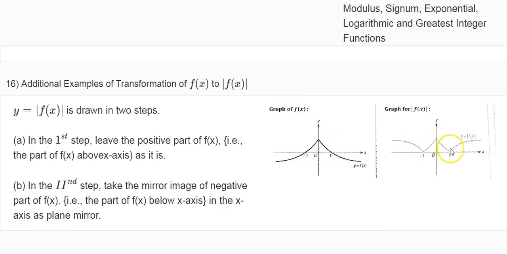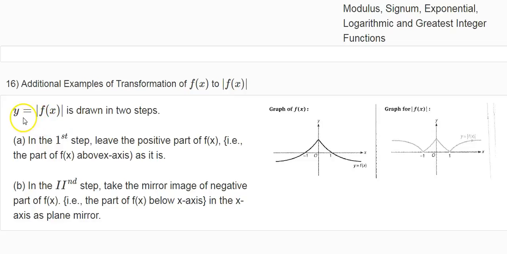This position remains the same. But now comes the question of why we have done it. As has been our emphasis throughout this lecture, we don't want you to remember any of these transformations. We want you to understand and then remember these transformations. So what is happening when we are transforming y is equal to f(x) to y is equal to modulus of f(x)?